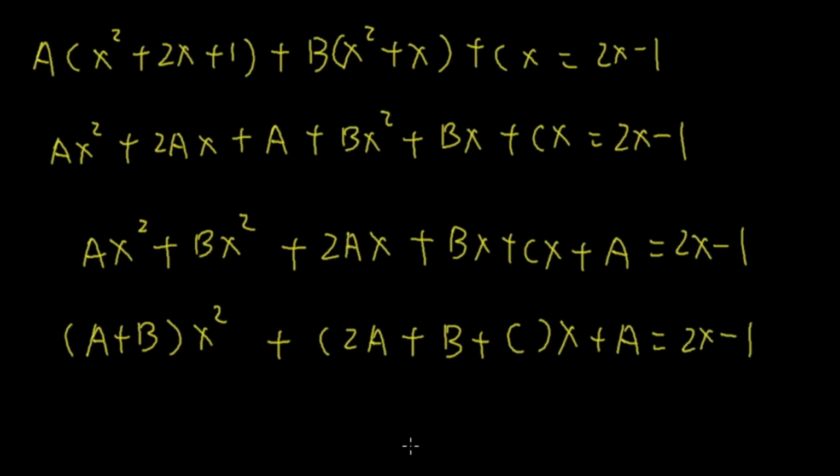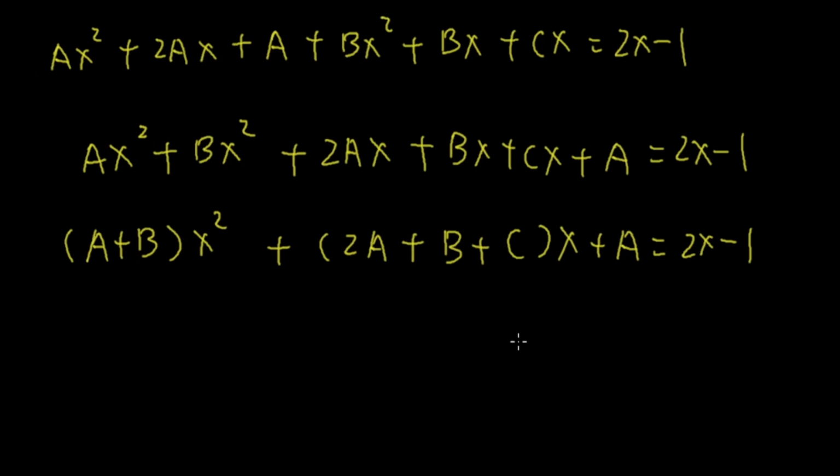Okay, now, what do we see here? Now we do see that, right? So this quadratic expression is equivalent to the expression here. But on the right side, there's no x squared. That means this term here, A plus B times x squared, has to be 0. Now, in order for this to be equal to 0, A plus B needs to be equal to 0. So A plus B is equal to 0.